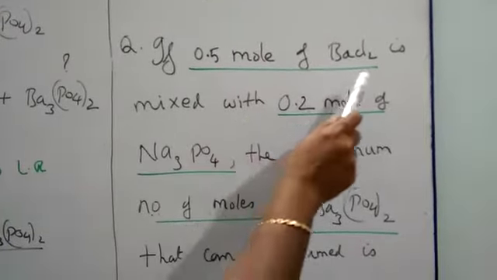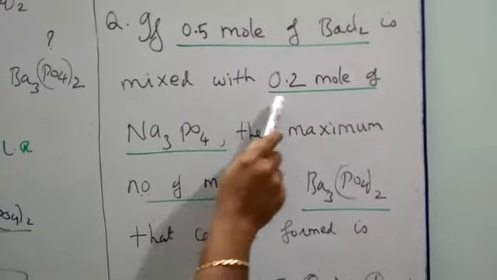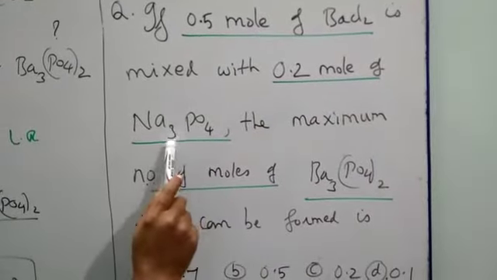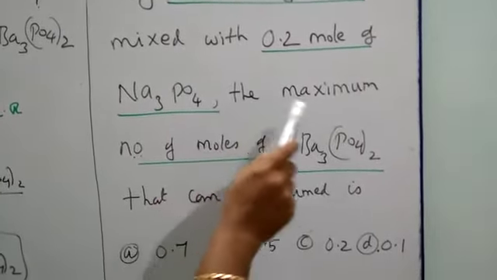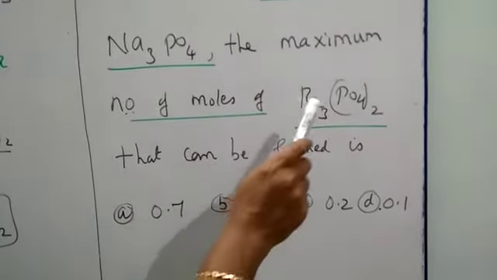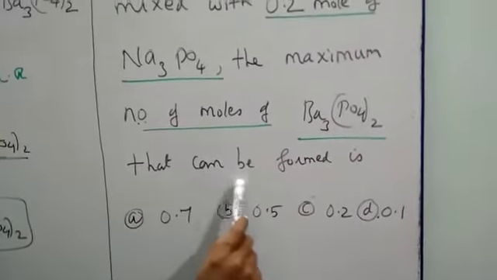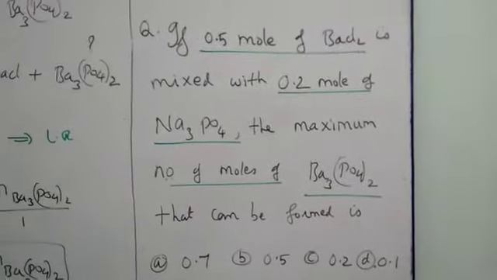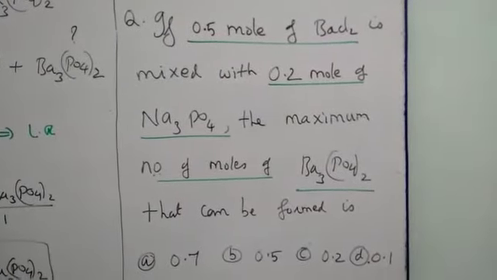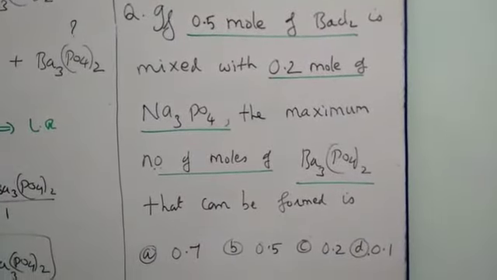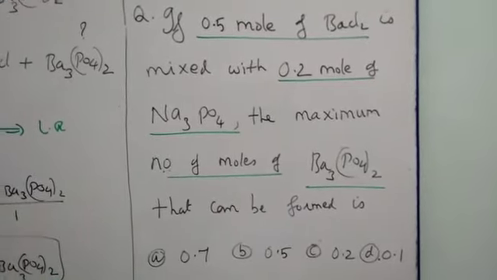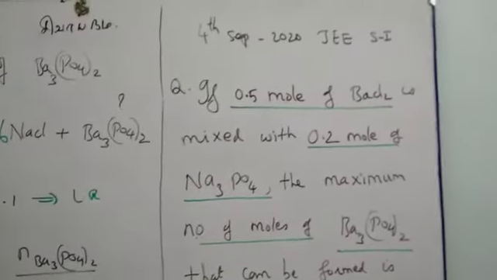0.5 mole of barium chloride is mixed with 0.2 mole of sodium phosphate. The maximum number of moles of barium phosphate that can be formed is. So this reaction is based on the limiting reagent. Now let us go and see the methodology.